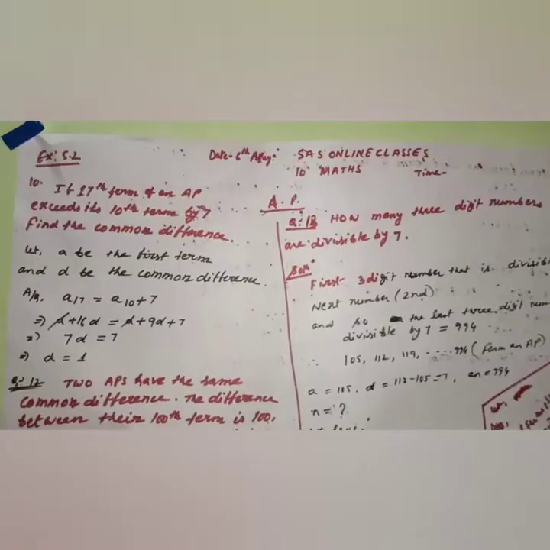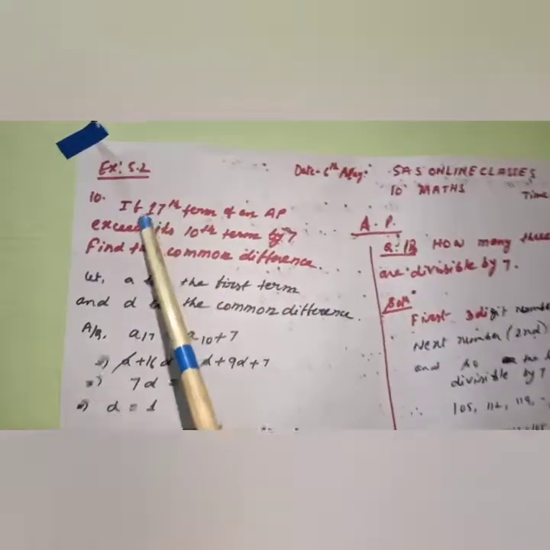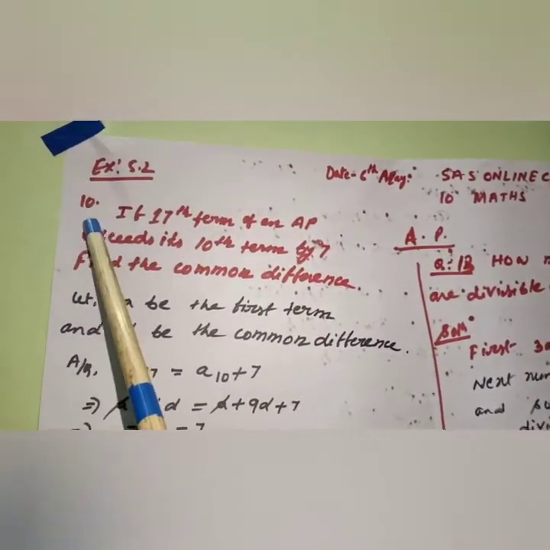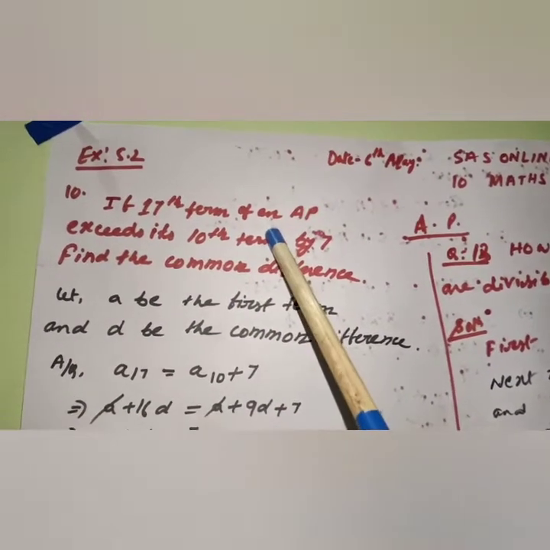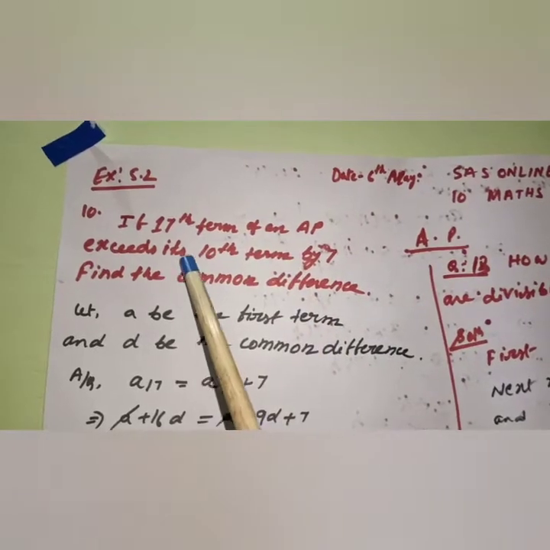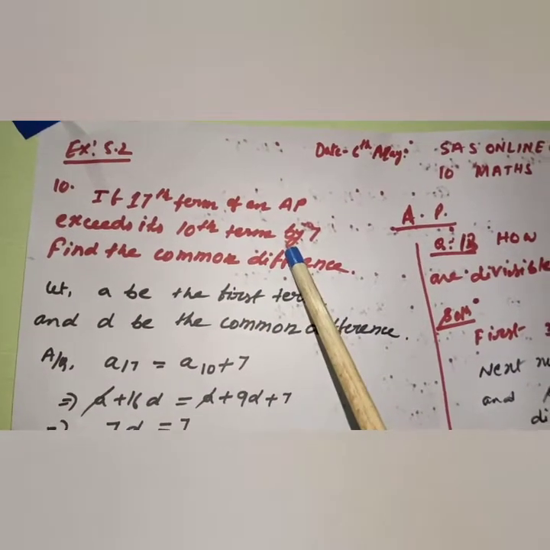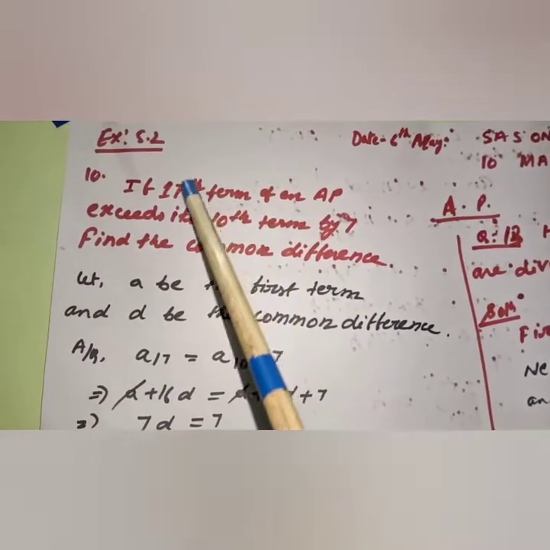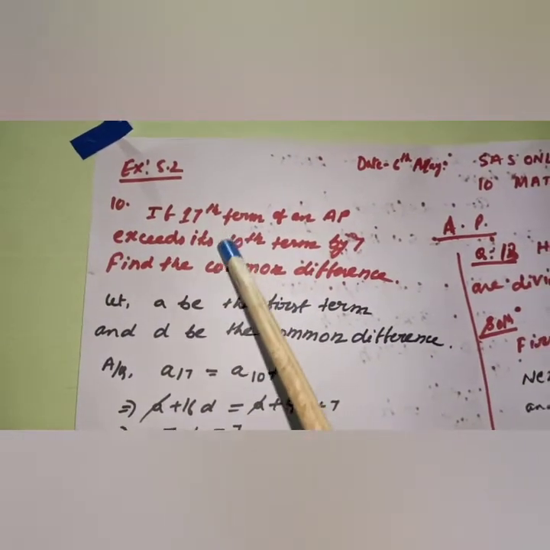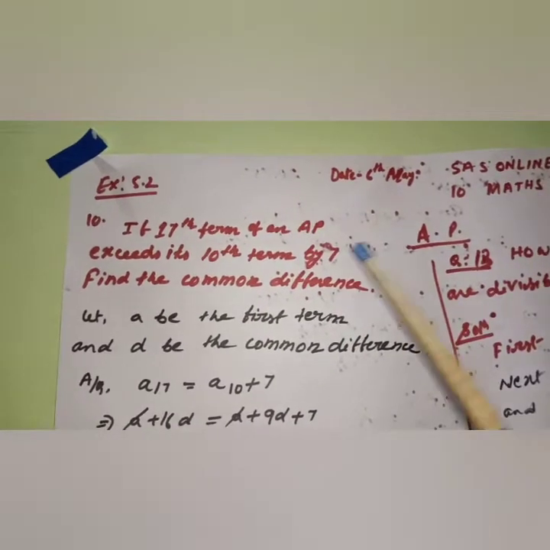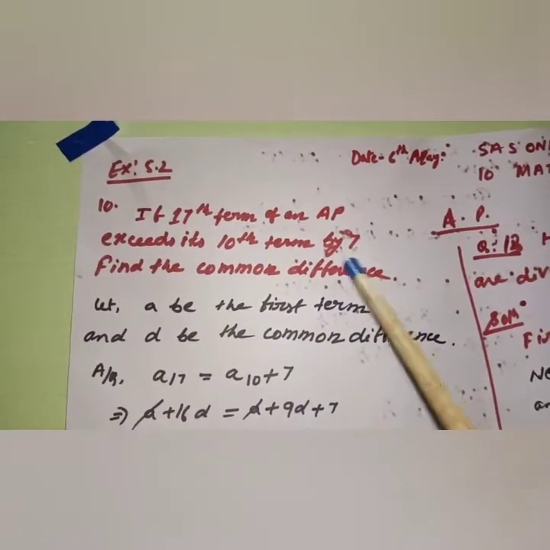Now today I am going to continue that exercise again. So today in exercise 5.2 we will discuss question number 10. If the 17th term of an AP exceeds its 10th term by 7, find the common difference. Exceeds means more, you can say like 5 more than that. Okay, the 17th term exceeds the 10th term by how much?